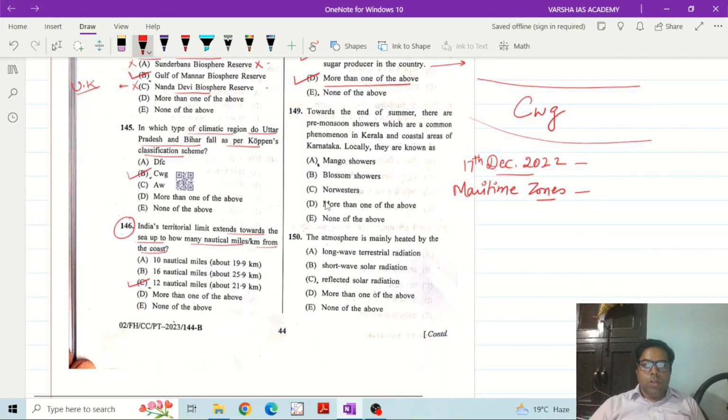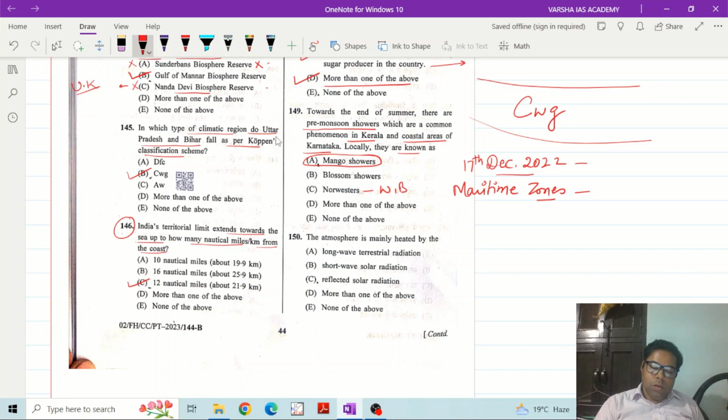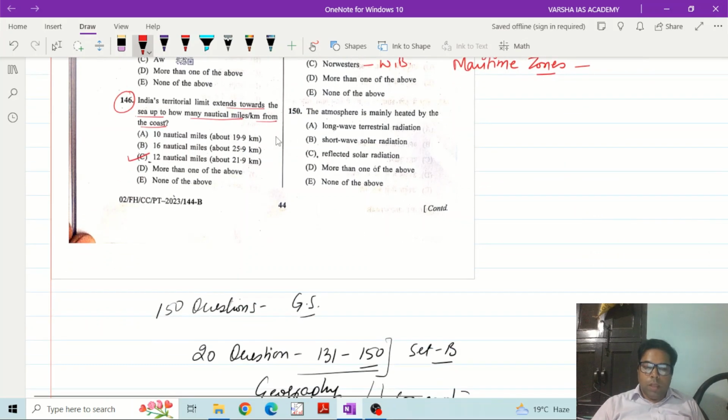Next question. Towards the end of summer, there are pre-monsoon showers, which are a common phenomenon in Kerala and coastal areas of Karnataka. Locally, they are known as mango showers. This is helpful for the ripening of mangoes. Thereafter, the nor'wester occurs in West Bengal. Then, the next question: the atmosphere is mainly heated by.